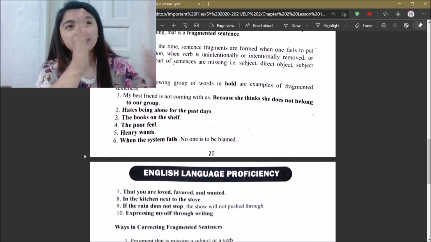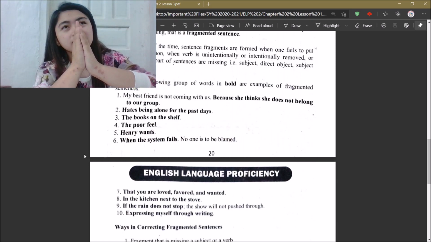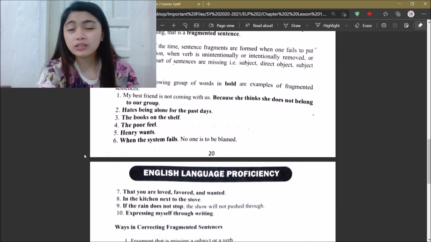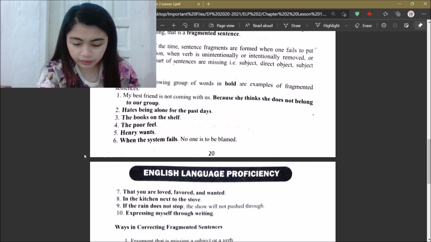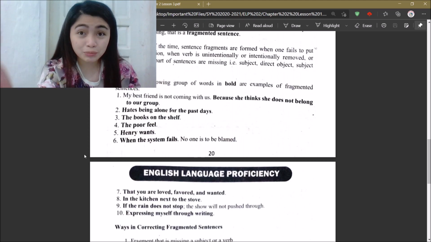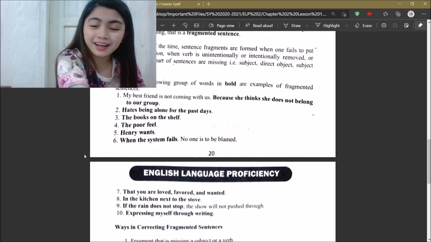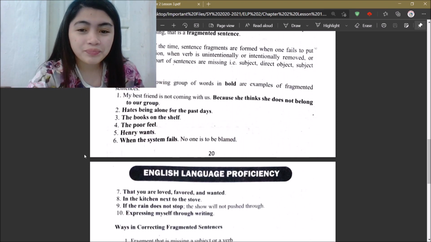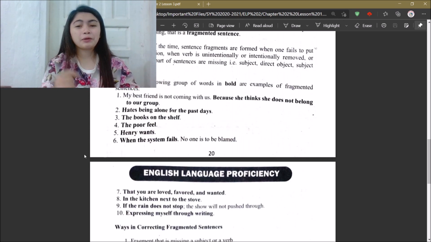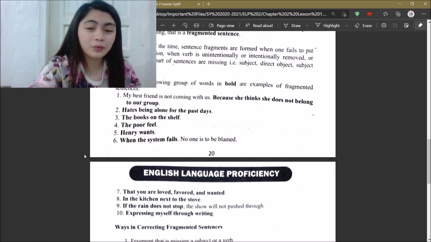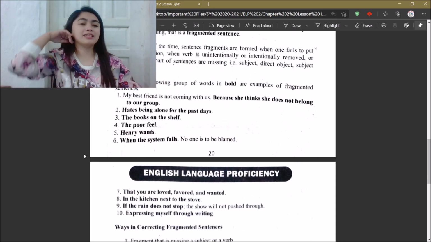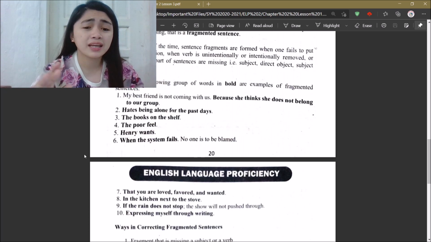But nahiwalay kasi siya with the use of the period. So, parang ang dating tuloy, yung because she thinks she does not belong to our group, ang nangyari dyan is wala siyang subject. So, yung subject niya nahiwalay dahil nga dun sa period. So, ang gagawin mo, lagyan mo ng comma. Okay, pero pwede mong dire-diretso na, lowercase mo yung because, and then dire-diretso na yung sentence.